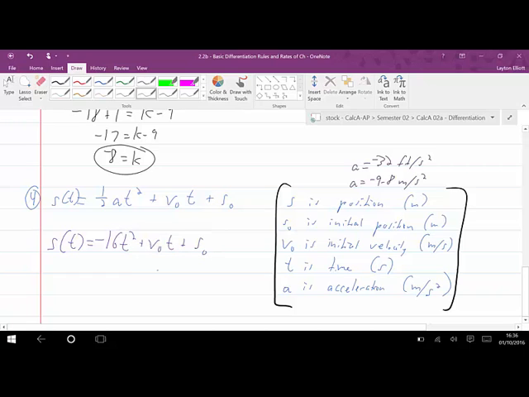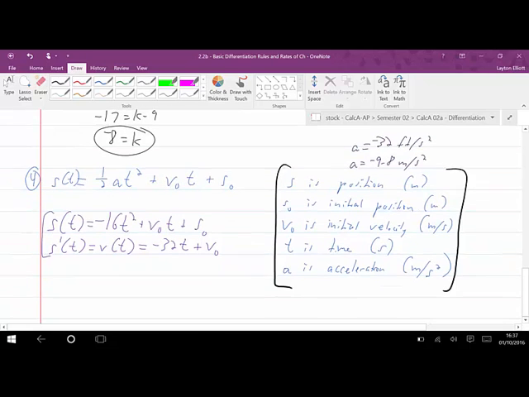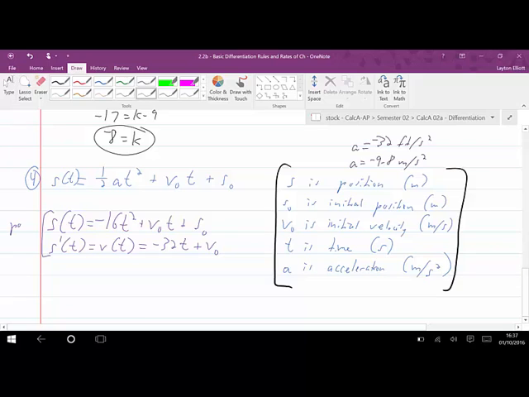Now, the derivative of this, s prime of t, the derivative of position is velocity. So this is velocity. And so that would become negative 32t plus, we're deriving with respect to t, so this right here is sort of like deriving 8x. It would just be 8, but in this case it would be v sub 0. So I get v sub 0. And then s sub 0 is just a constant, so that drops out. That doesn't play a role into it. So we get these two equations. The first one is position, and the second one is velocity.